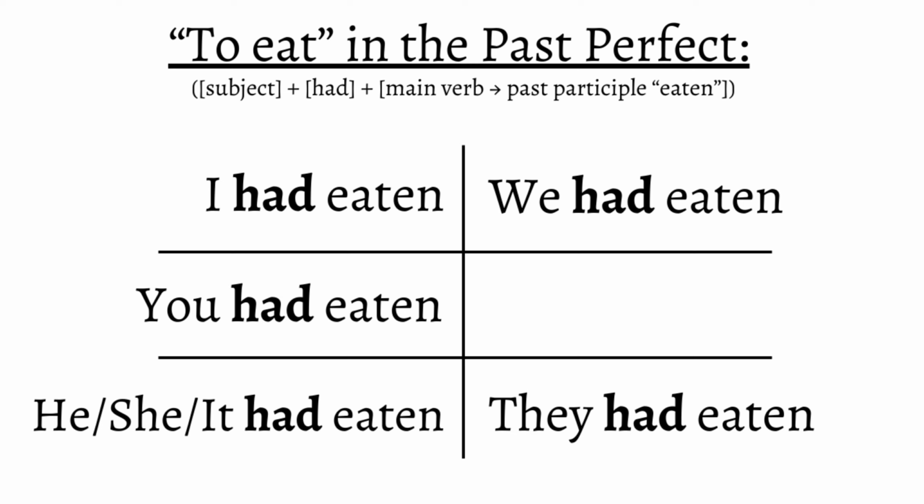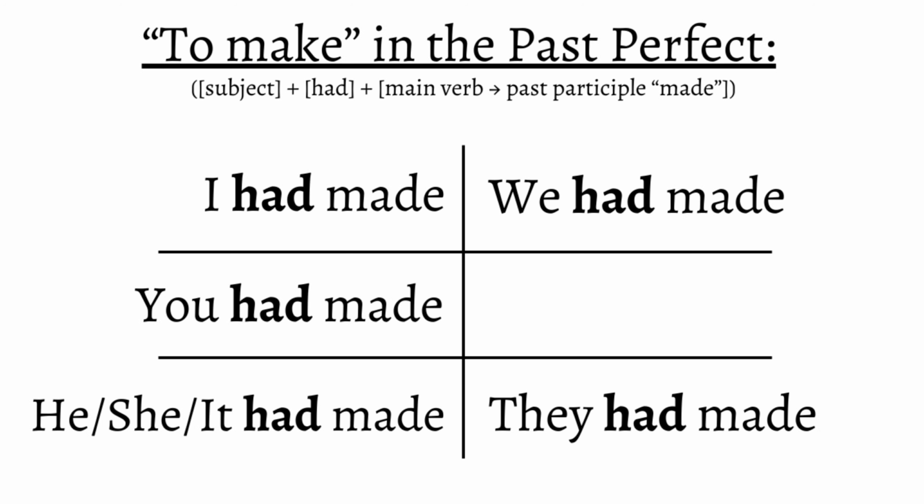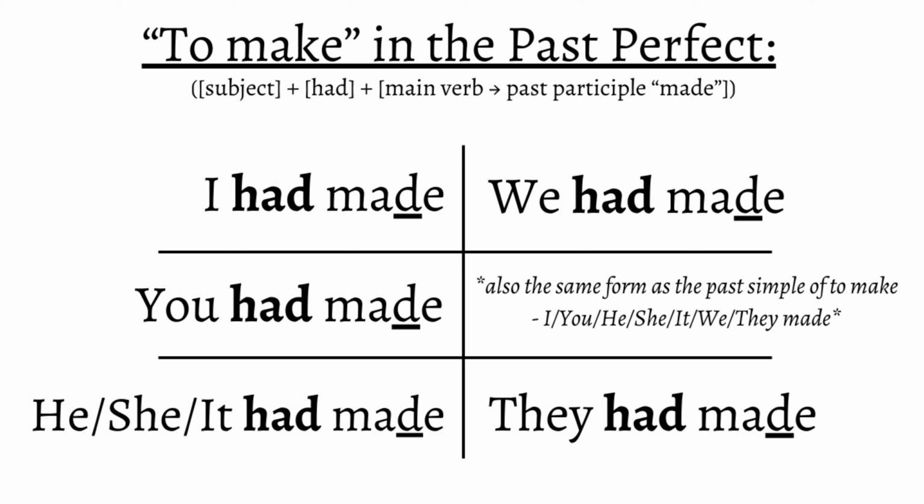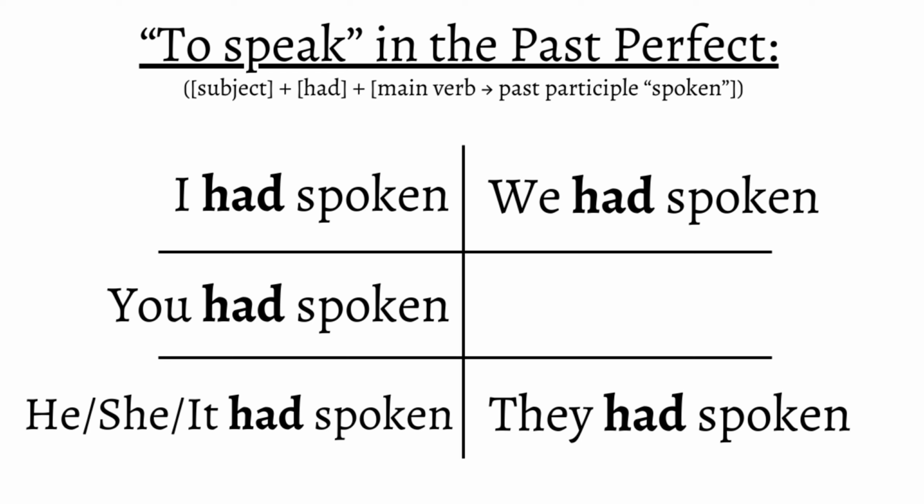A different verb with an irregular past participle is to eat. The structure is a subject and then had eaten. Had eaten. Despite having an irregular participle, the main verb still works in the past perfect. A different verb is to make. The pattern is a subject and then had made. Had made. The participle of to make only changes one letter. A different verb is to speak. The pattern is a subject and then had spoken. Had spoken.